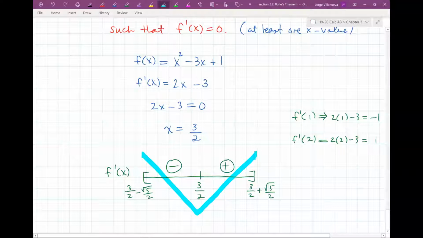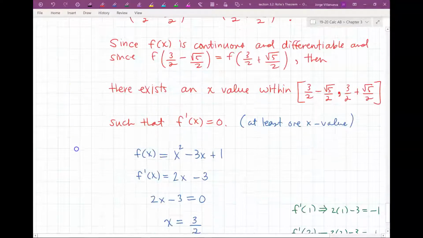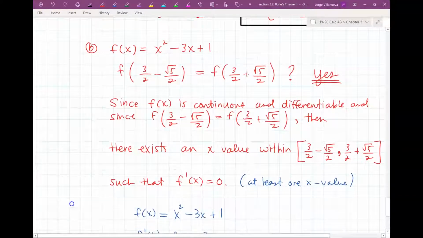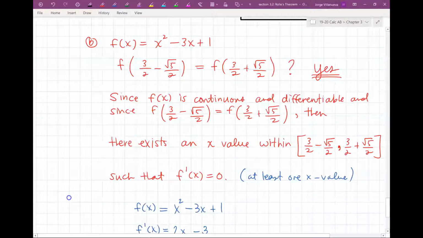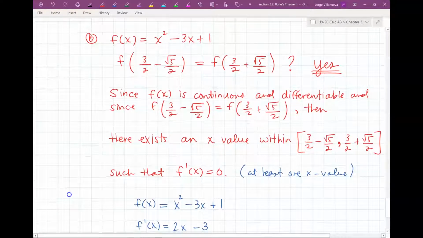Part B just said, show us that this is true, so I did. That's the stuff in red. Everything in red is the show me part. Show me you understand. Okay? Show me you know how to use this theorem.